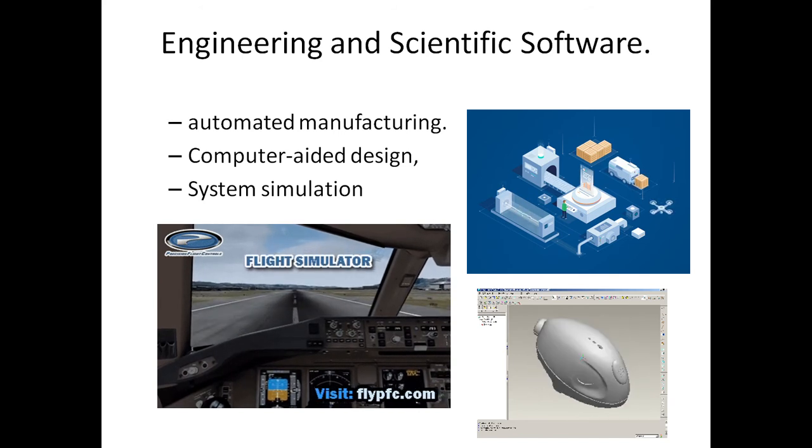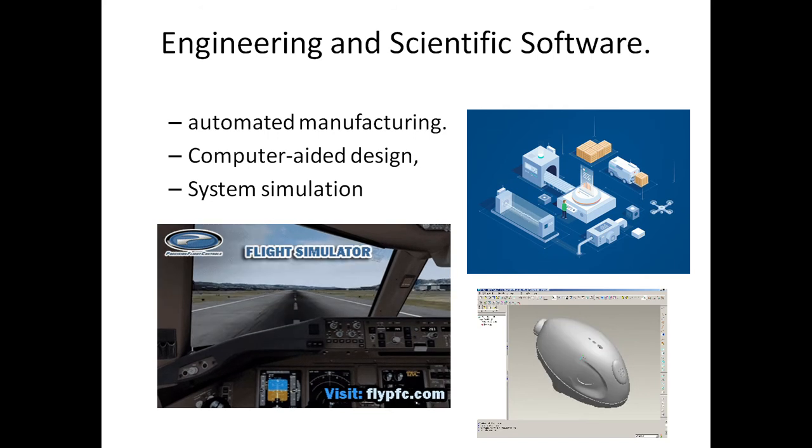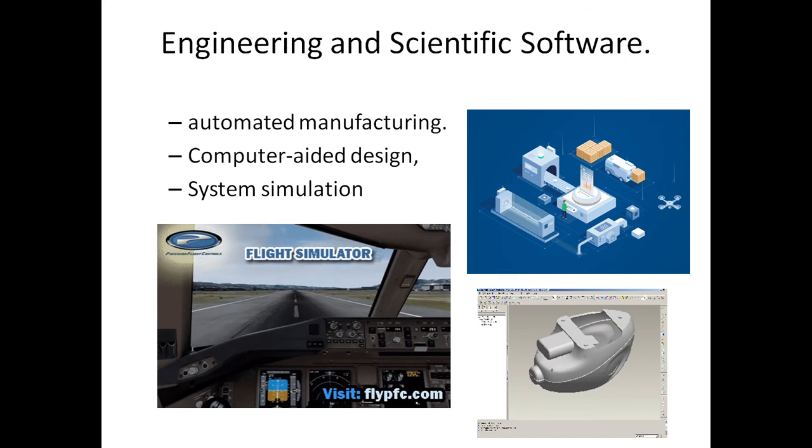That is, the software which is used in the engineering and scientific domain is called engineering and scientific software. In engineering, CAD and automated manufacturing are examples of engineering software. And then for scientific software, we have system simulation, volcano analysis, and environmental analysis software.